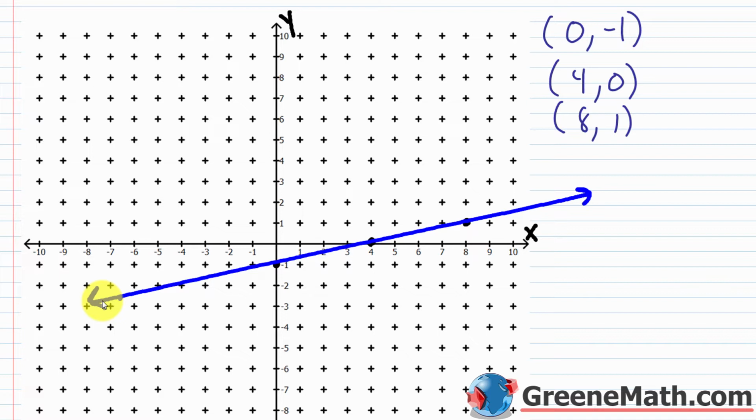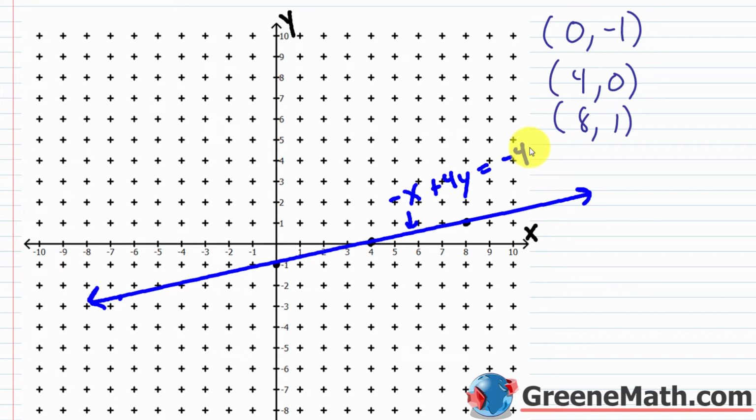So once we've graphed our line, again, it's common to label it. So we'll say this is the graph for negative x plus 4y is equal to negative 4. Okay, just label it like that. And you're not required to label it, but it's good practice, especially when you begin.